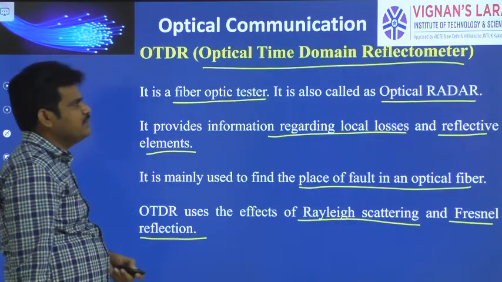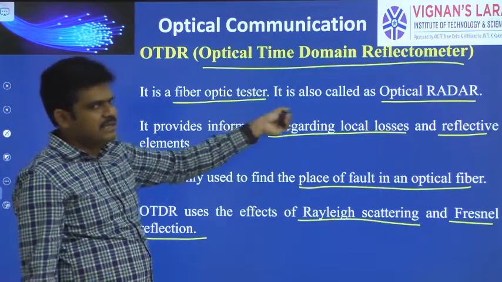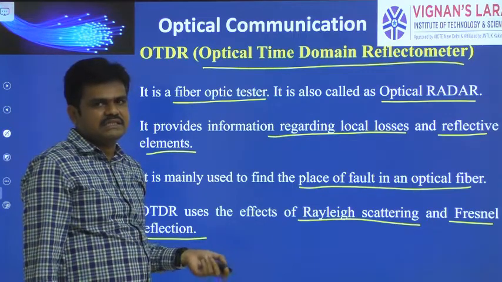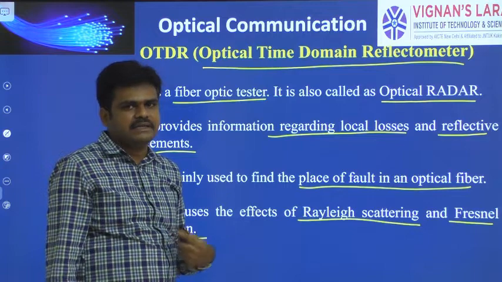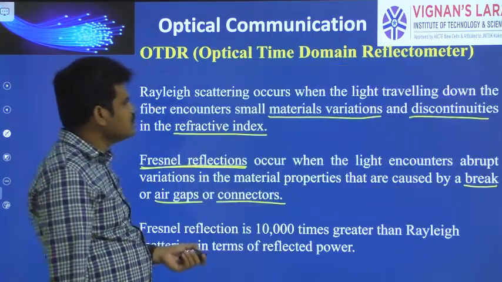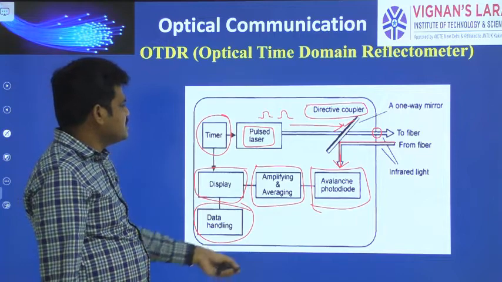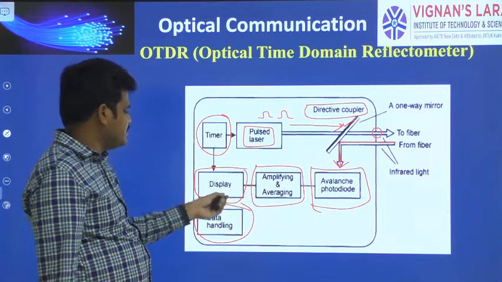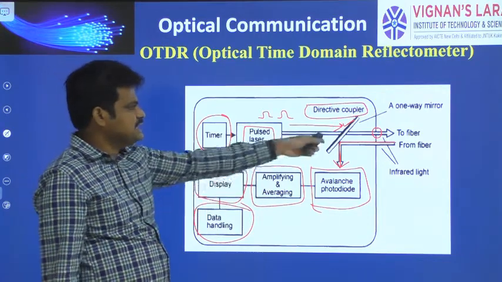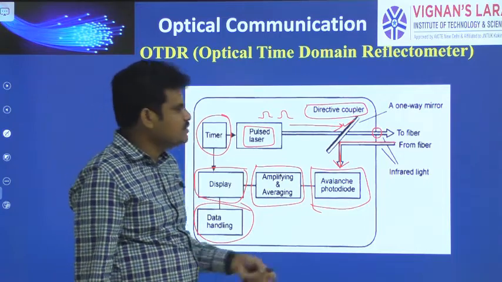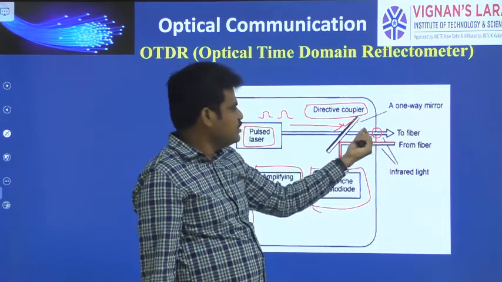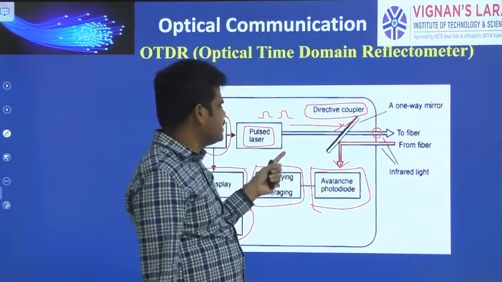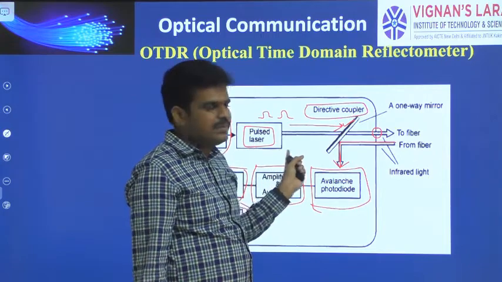The time domain reflectometer is also called an optical tester as well as optical radar. It is mainly used to measure the Fresnel reflection, or the amount of optical power reflected back into the fiber. This instrument consists of a pulsed laser, avalanche photodiode, amplifier, display, data handling, timer, etc., as well as a directional coupler. What you have to do is insert one end of the optical fiber into one port of the directional coupler and switch on the instrument. The instrument will continuously send laser pulses into the fiber.